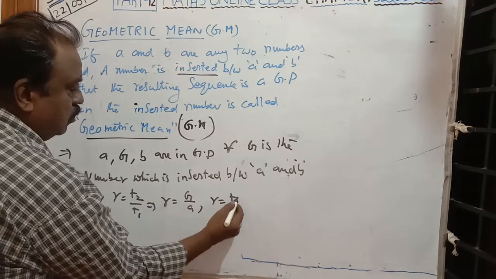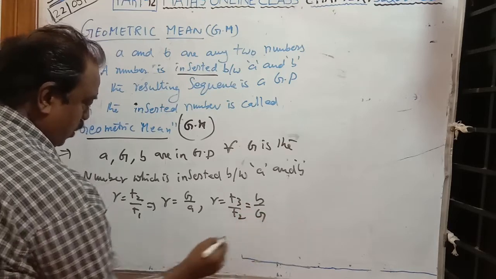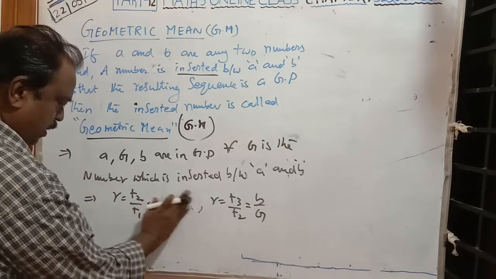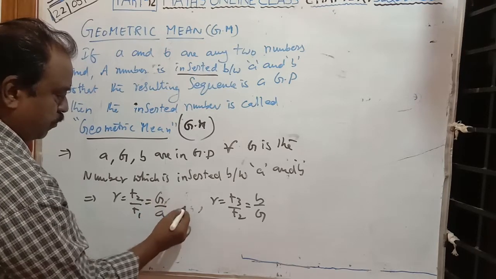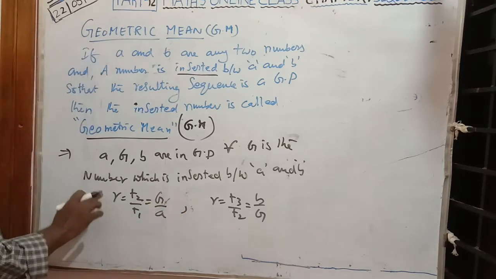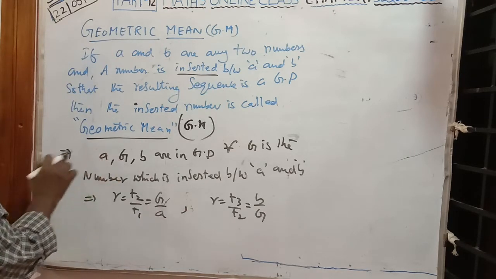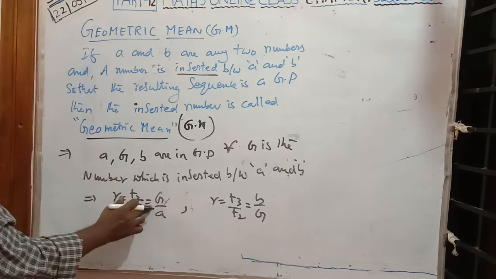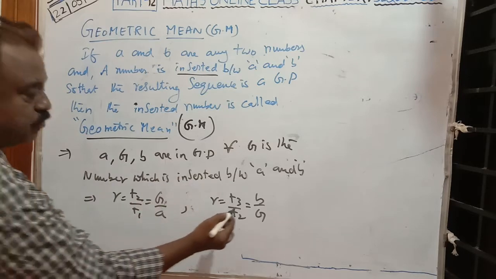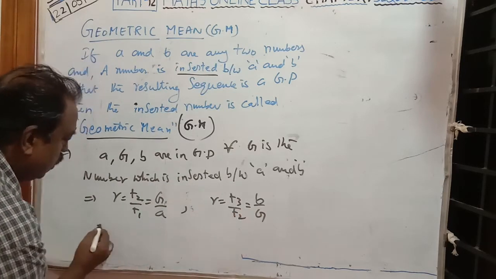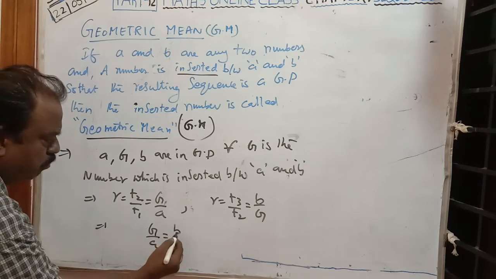R is equal to T3 by T2 also, that is B by G. I will write here. What is T2? G. What is T1? A. So two types are there. R means common ratio. Common ratio can be obtained by T2 by T1, that is G by A, and again T3 by T2 also, that is B by G. So both are R. So G by A is equal to B by G.